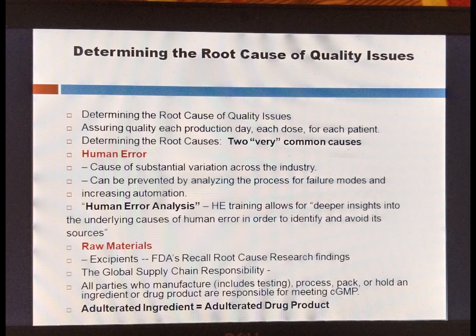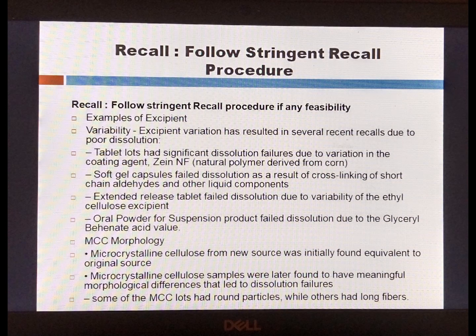Raw material and excipient: FDA recall root cause research findings. Global supply chain responsibility: all parties who manufacture, including testing, process, pack, or hold an ingredient or drug product are responsible for meeting CGMP. An adulterated ingredient is equal to an adulterated drug product. Recall: follow stringent recall procedures if feasible.